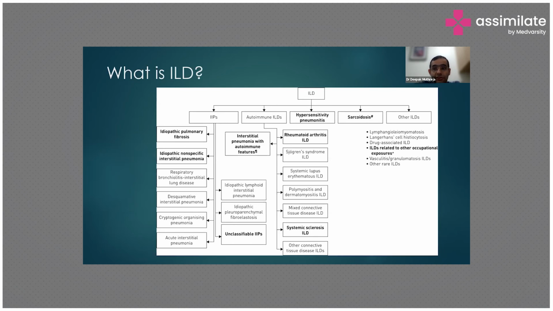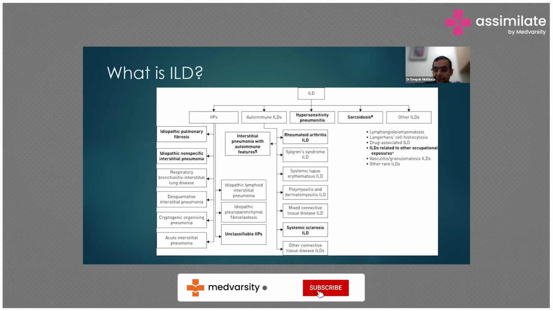Then we have hypersensitivity pneumonitis. This is one of the most important causes of ILD in India presently. The registry shows that. Then we have sarcoidosis. Then other ILDs which are rare, like lymphangioleiomyomatosis. Then we have Langerhans cell histiocytosis, drug-induced ILDs, ILD because of other exposures, then vasculitis, granulomatous ILDs, and very other rare ILDs.